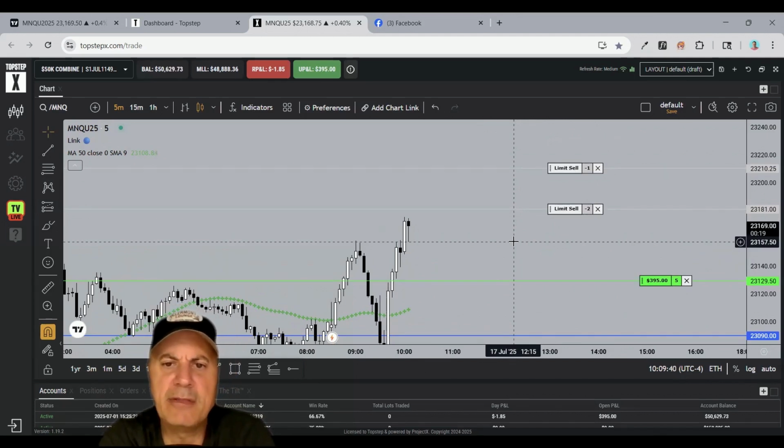But we are in the green on the funded trader for Topstep. We are in the green. And we are trucking along. Got to hit that $3,000 profit target by the end of the month. That's what we want to do. That's the goal.